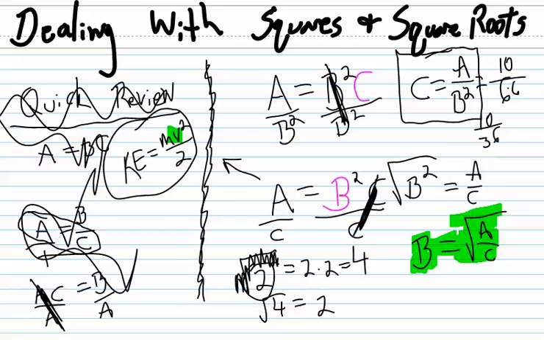Now, if I actually gave you numbers for this, what would you put in? Let's say that A was 3 and C was 4. What you would do is in your calculator you would go 3 divided by 4 equals, and then you would hit your square root button, and that would give you the answer. So that is how you deal with squareds and square roots in these easy little equations.